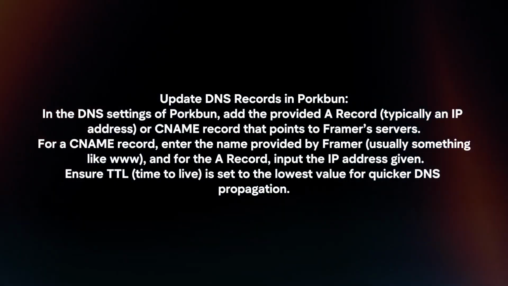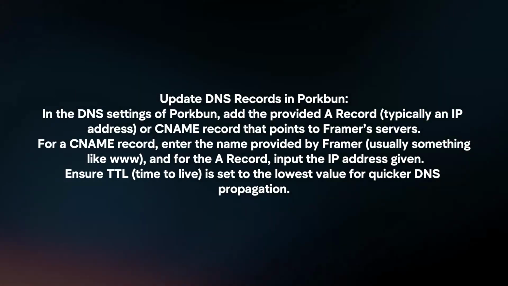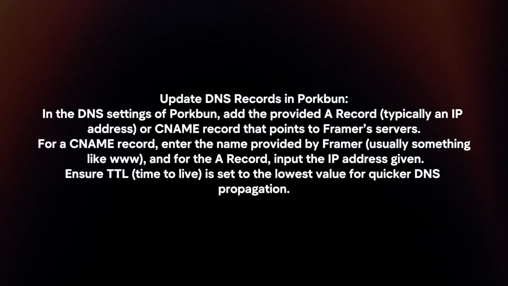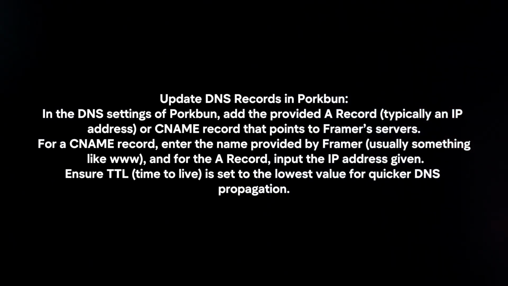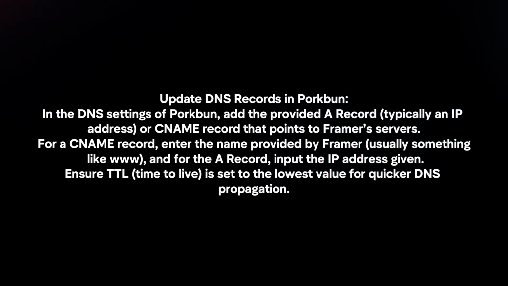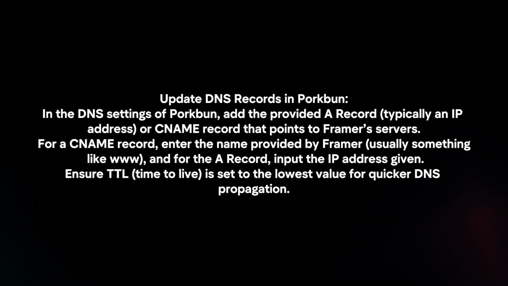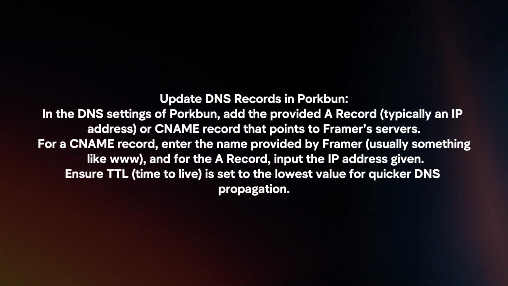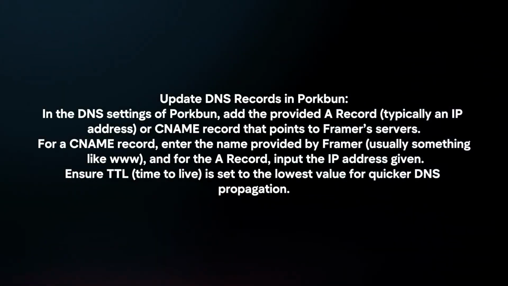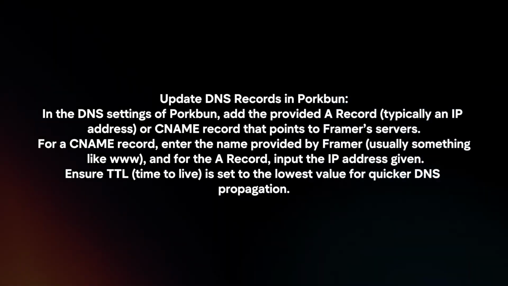Update DNS records in Porkbun. In the DNS settings of Porkbun, add the provided A record or CNAME record that points to Framer servers. For a CNAME record, enter the name provided by Framer, and for the A record, input the IP address given. Ensure TTL is set to the lowest value for quicker DNS propagation.